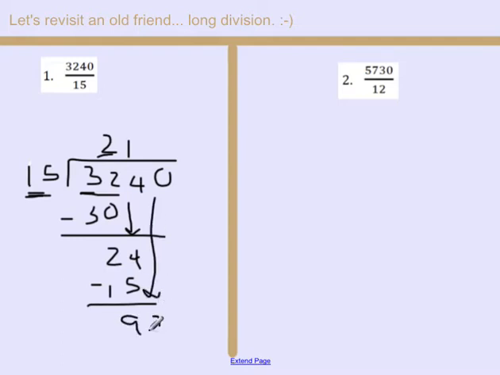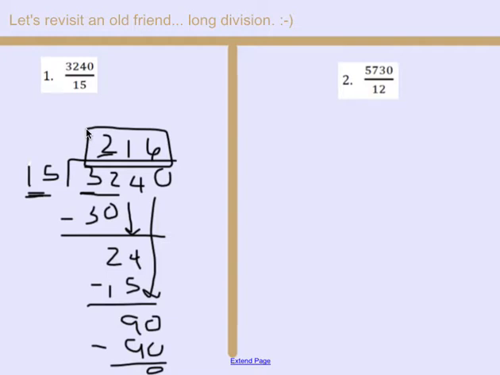Now I'm bringing down the 0. Well, how many times does 15 go into 90? And that's going to be 6. And 6 times 15 is 90. And you subtract those out and you get 0. Okay, so there is a remainder of 0, so then our answer is just 216 for number 1. Let's take a look at number 2.